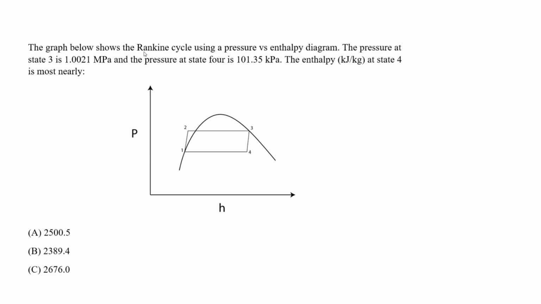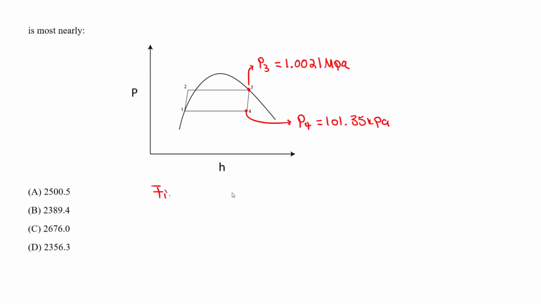The pressure at state 3, so P3, is 1.0021 megapascals. And the pressure at state 4 is 101.35 kilopascals. The enthalpy in kilojoules per kilogram at state 4 is most nearly what? So what we want to find is the enthalpy at 4, at state 4 being here.